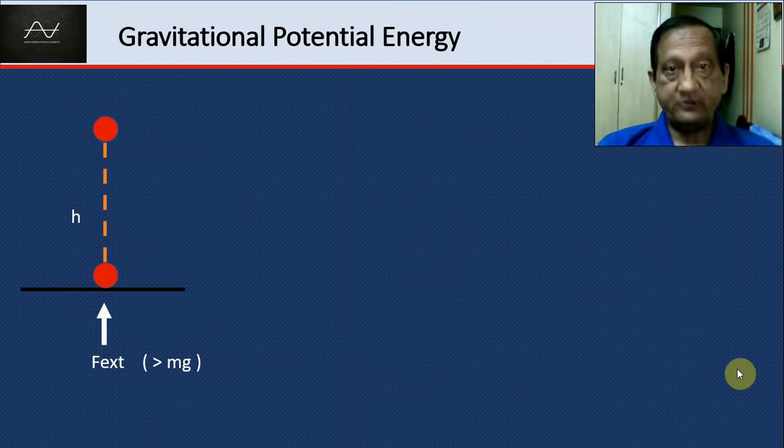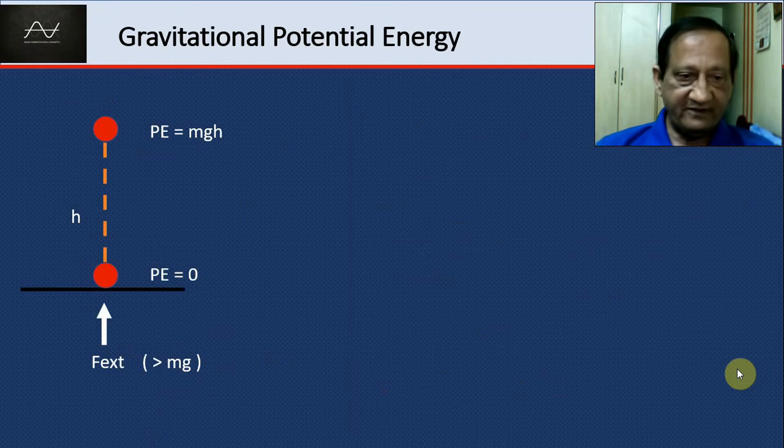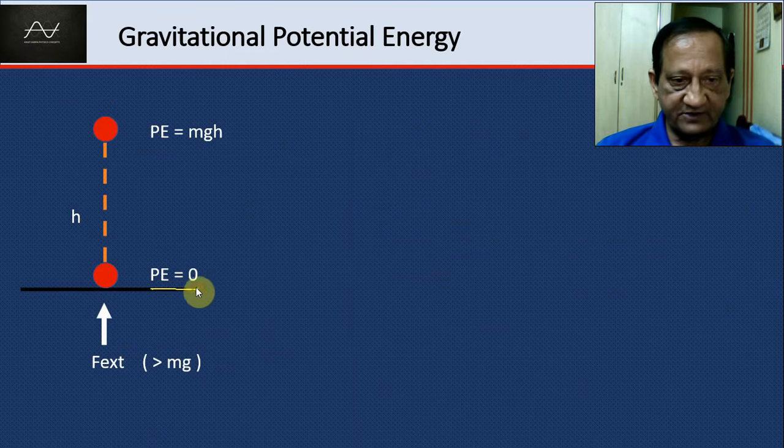This work that I do is stored inside the body as potential energy. Now, when you come to potential energy, we are only interested in the difference between one point and the other. And if there's a gain or a loss, there will be a commensurate loss or gain in kinetic energy. So which point you define as a zero level of potential energy is not important. But customarily, we say potential energy at the surface is zero.